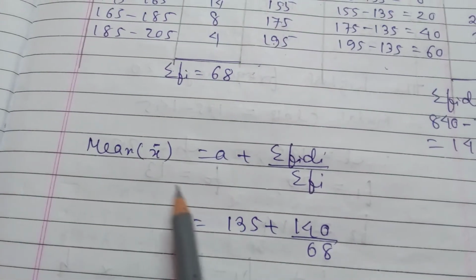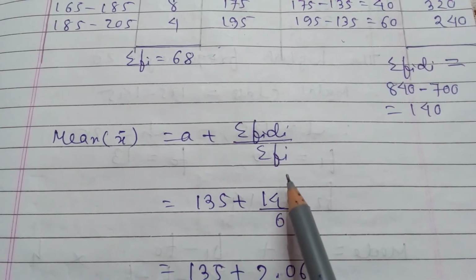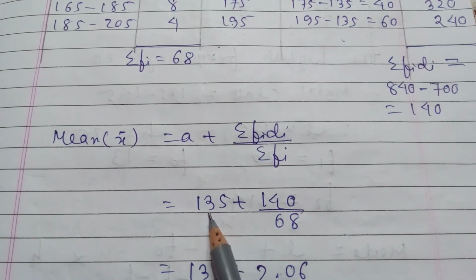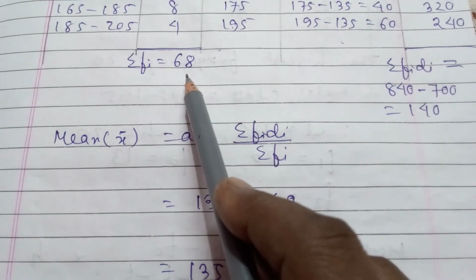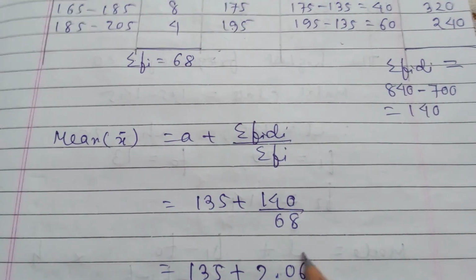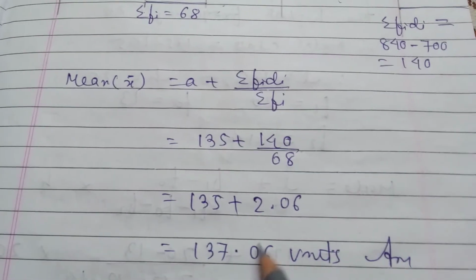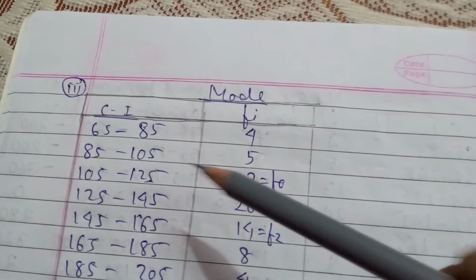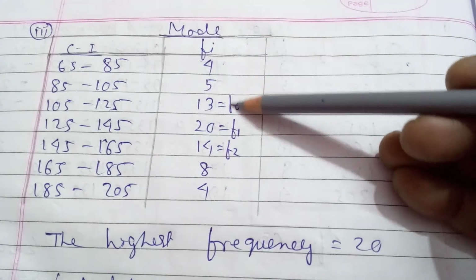Now mean, x dash, equal to a plus sigma Fi di by sigma Fi. So 135, which we have taken as the assumed mean, 135 plus 140 by 68. This is the sum of the frequencies Fi. So 135 plus 2.06, 137.06 units.